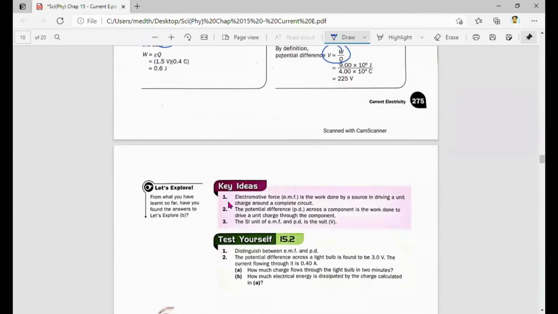So key ideas as a summary: EMF is the work done by a source in driving a unit charge around a complete circuit. Potential difference across a component is the work done to drive a unit charge through the component. So around a complete circuit versus through the component. This is the difference here.